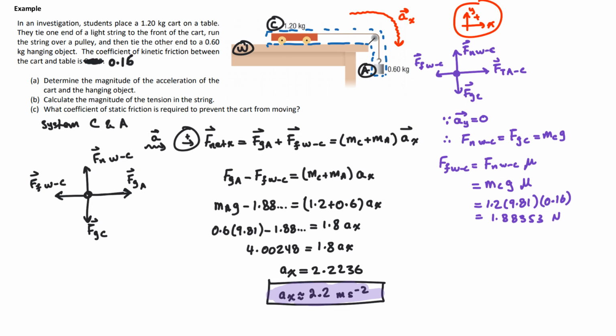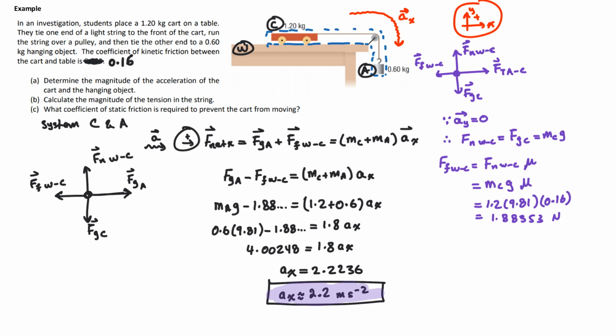All right, so that was it for finding the acceleration. Now, we also want to find the magnitude of the tension on the string, and we can use either the cart to do that, or we can use the mass here. It's really up to you which one you're going to choose.